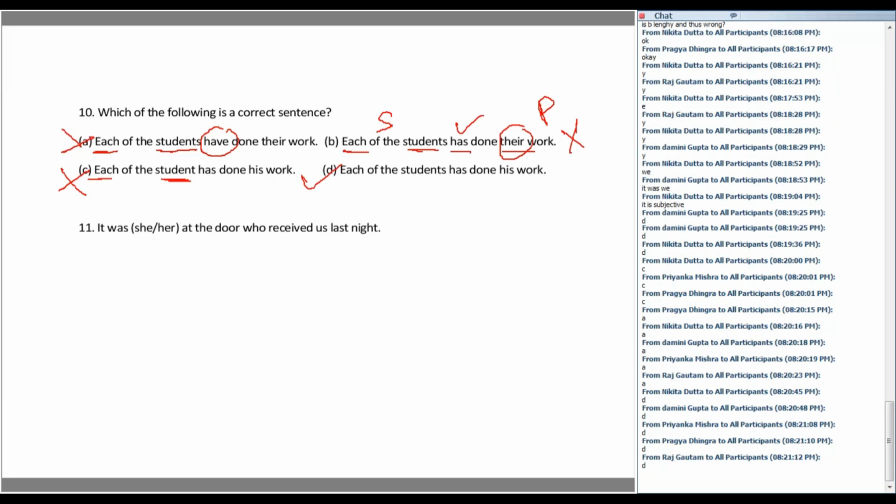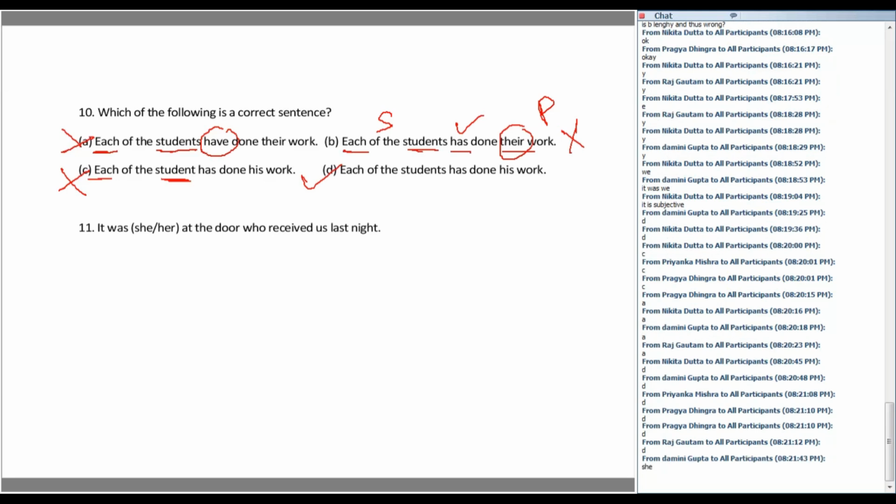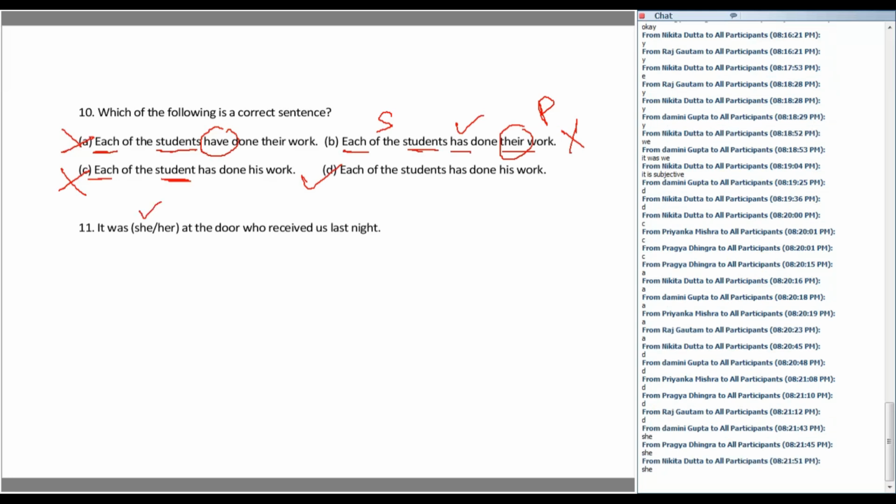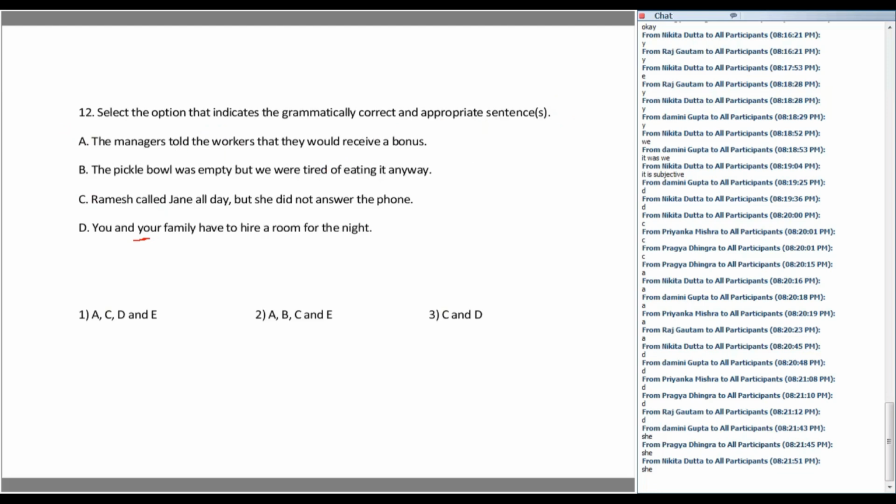Number 11. It was she or her at the door who received us last night. When I'm using to be forms of the verb, then I will have to use the subjective case of the pronoun. So it was she at the door who received us last night. This is number 11. Okay, next one.